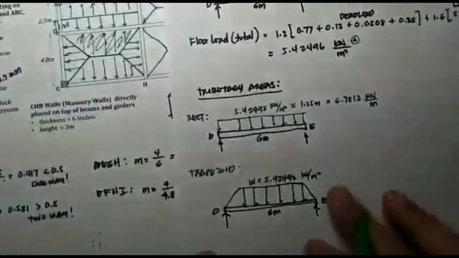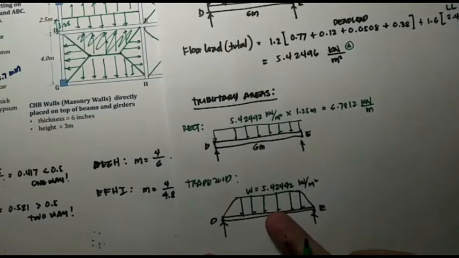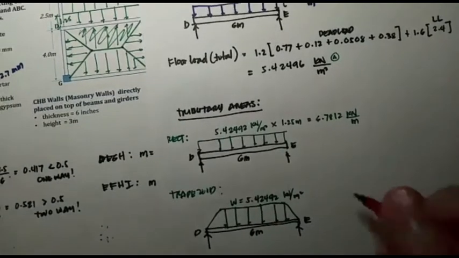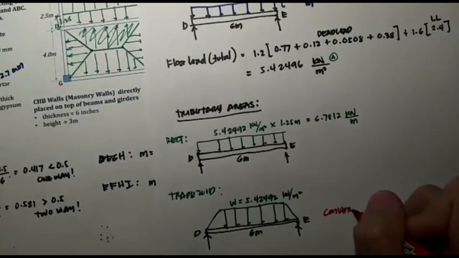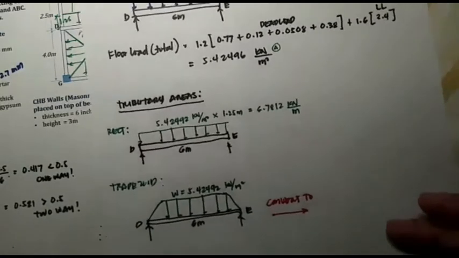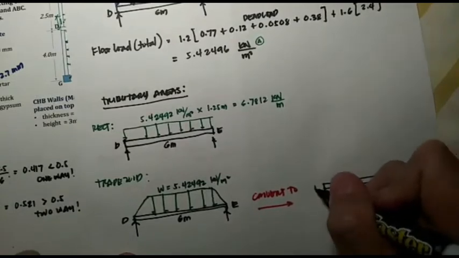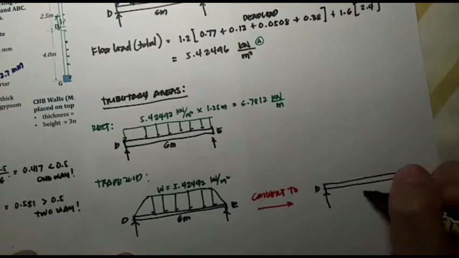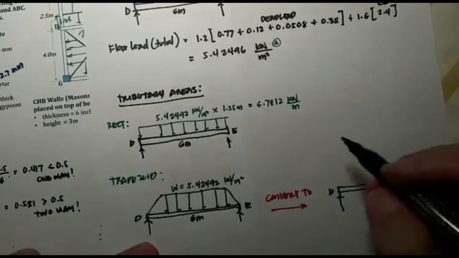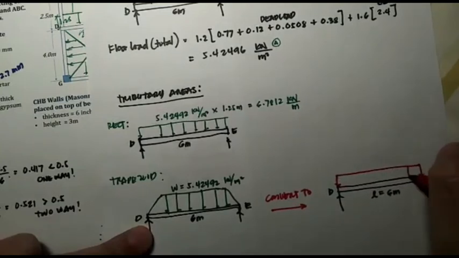Now, so medyo komplikado or mahirap mag-analyze na ang load natin is a trapezoid. Diba? So now, what ang gagawin natin is, i-convert ko na lang to its equivalent. Convert to, okay, so rectangular, yung equivalent rectangular niya. So ito yung beam DE. So this is the length, which is 6 meters. I-convert ko siya sa equivalent na rectangular.